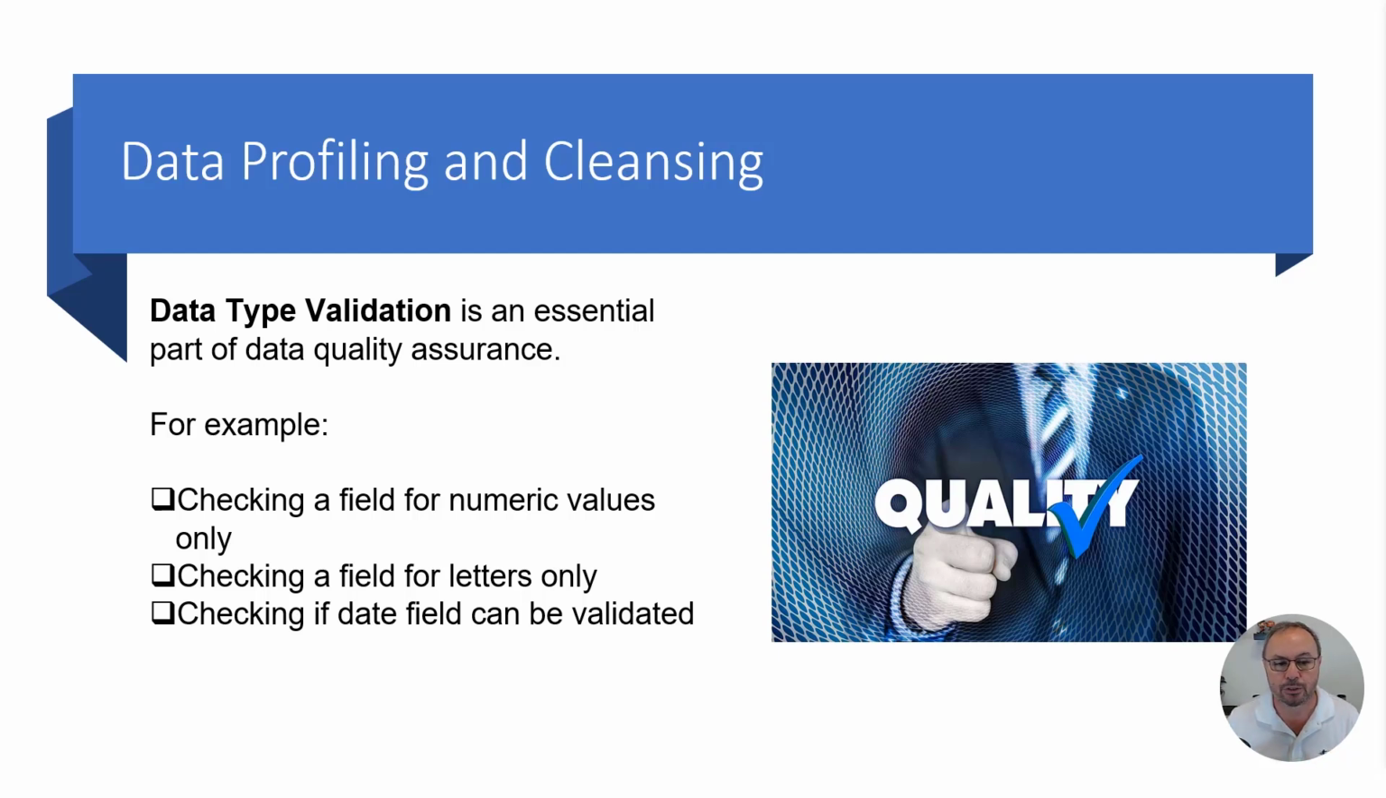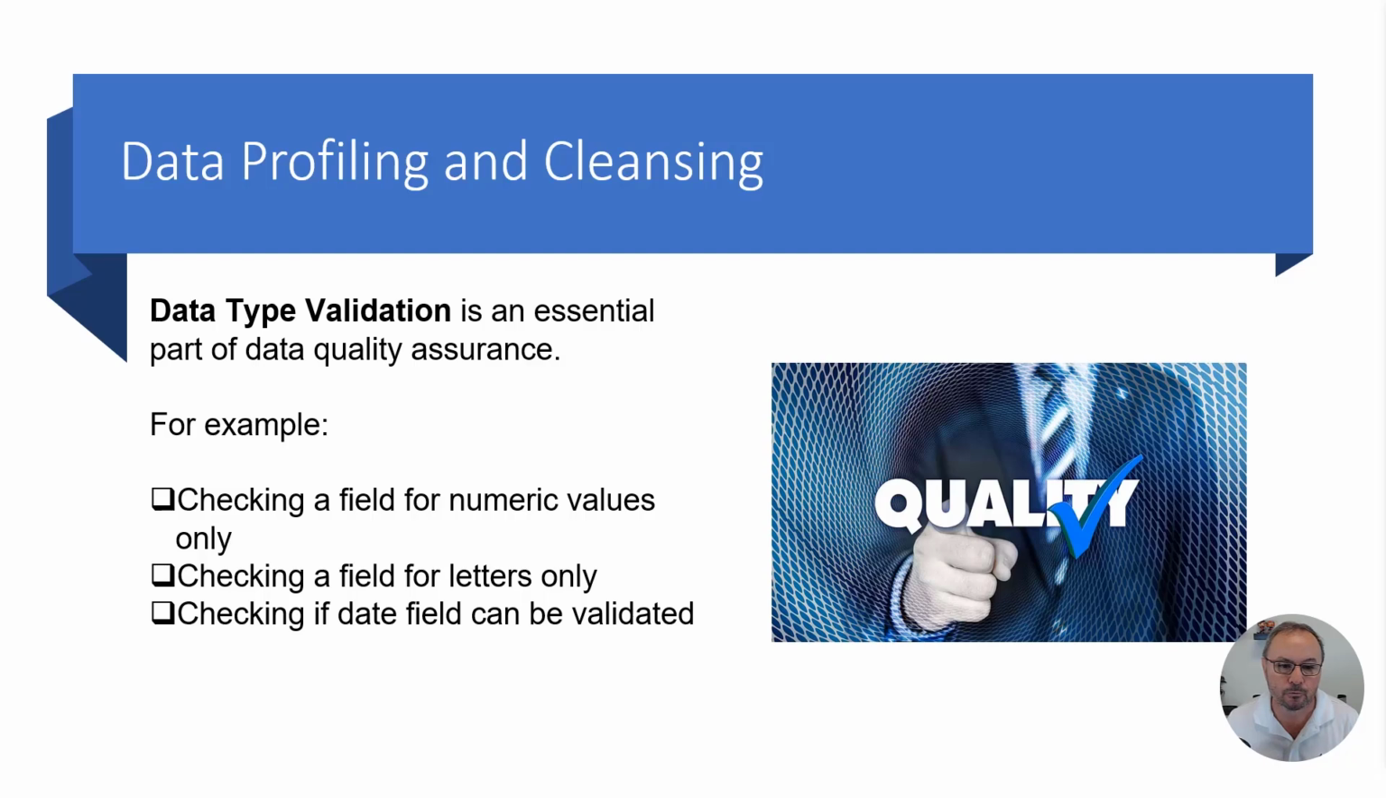Data type validation. This is a really important part of data quality. So, for example, we may want to check that a field can only accept numeric values or only letters, or we can't actually allow wildcards, right? These are things we could do.